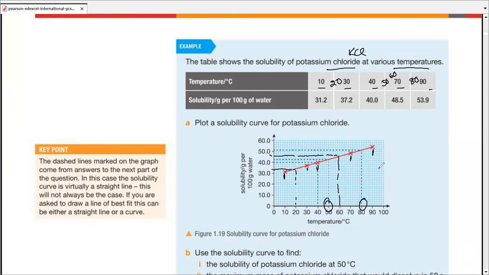80. That's what we have been doing. So if we missed a value in between, a graph always helps us to find out that approximate value.